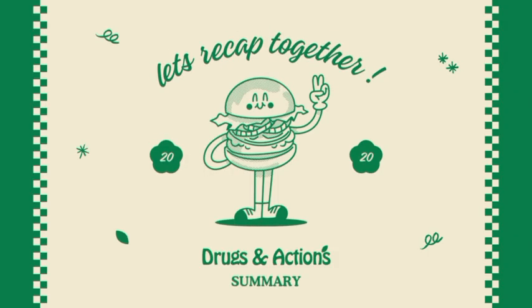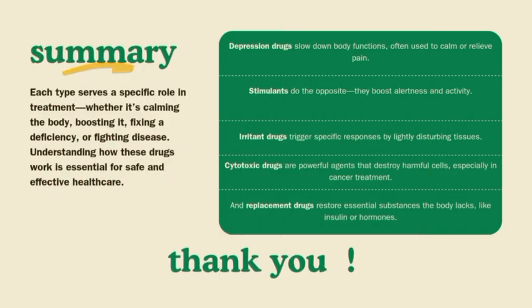To summarize, here are the 5 types of drugs once more. Depression drugs slow down body activity, like diazepam. Stimulation drugs speed things up, like caffeine. Irritation drugs trigger a helpful reaction, like bisacodyl. Cytotoxic actions kill harmful cells, like cyclophosphamide. And replacement drugs restore what is missing, like insulin.